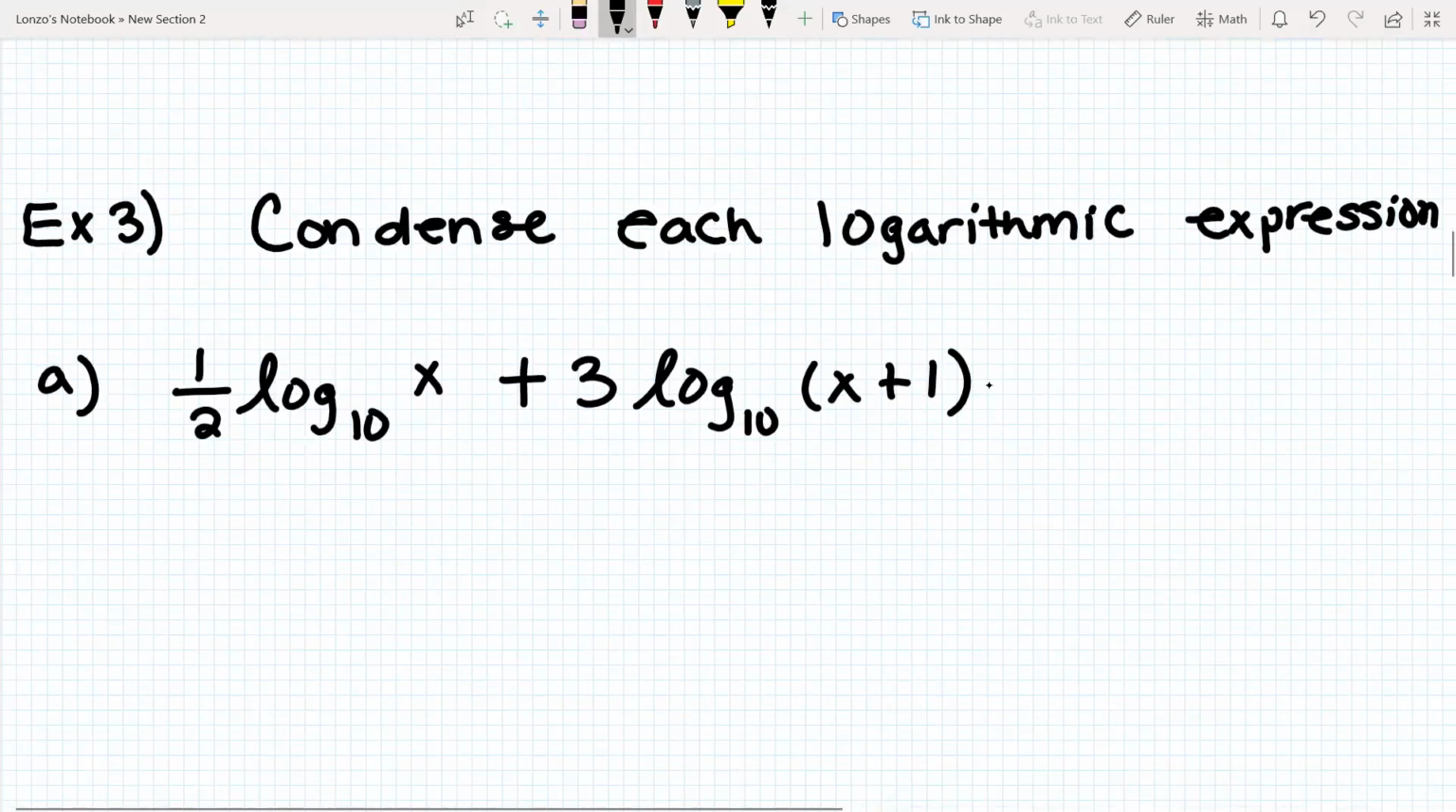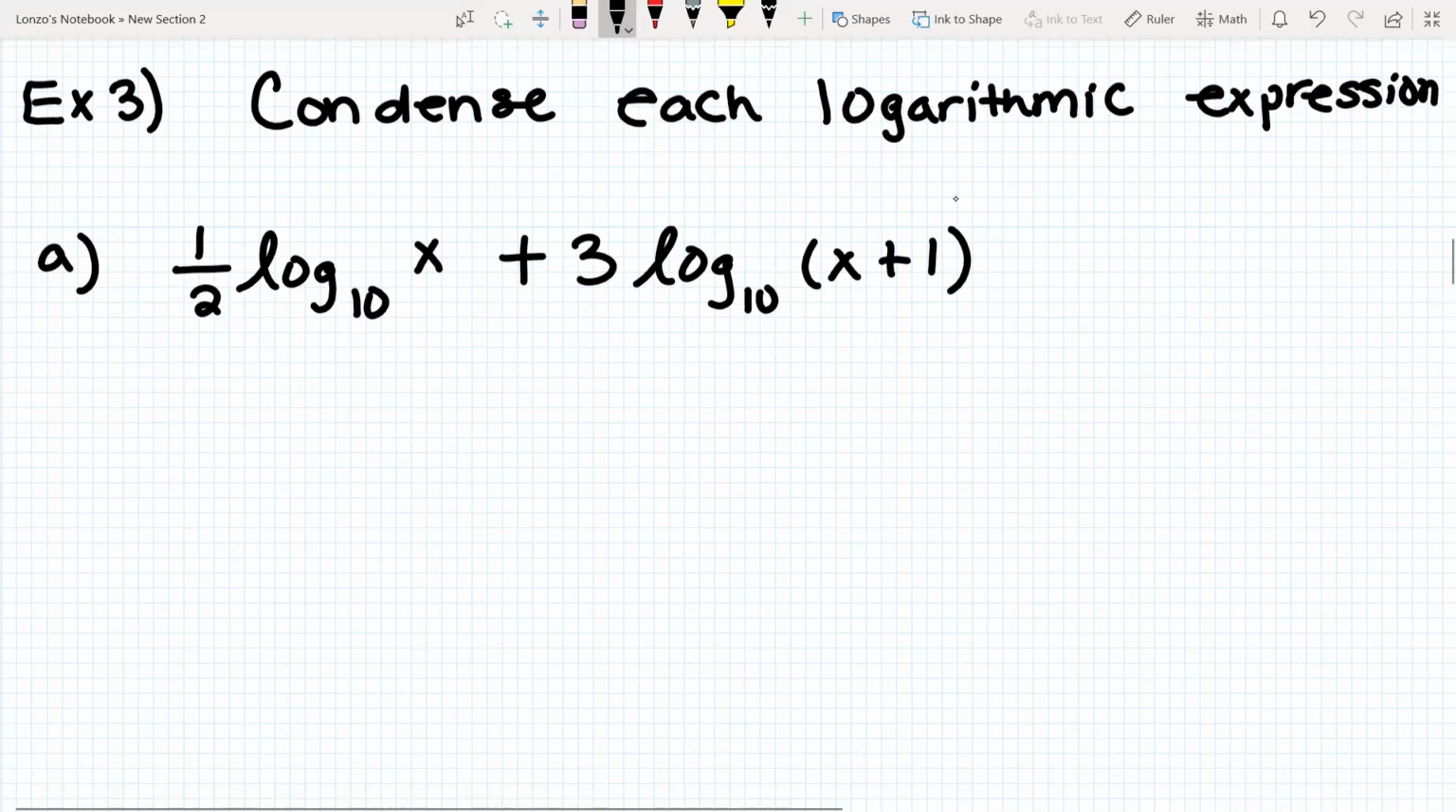Okay, now we're like example 3, it says condensed, meaning making it smaller. So we're kind of like going backwards. We have something expanded, now we got to make it smaller, condense it. So it says condense each logarithmic expression. Okay, so what do we know? Well, let's just do it one by one.